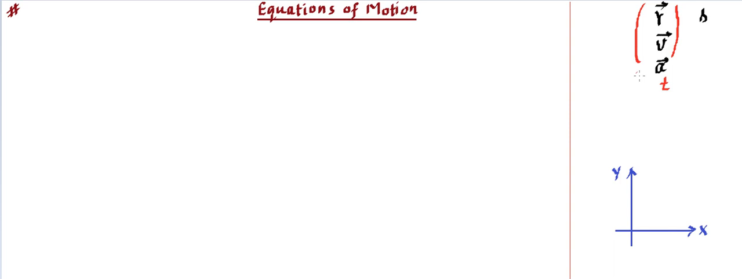Any relation among these physical quantities is called equations of motion. In entire kinematics, we are going to use the relation among these quantities. Since we know the definitions, by using the definitions we are going to form the relations among them. Whatever those relations are, they will be known as equations of motion.